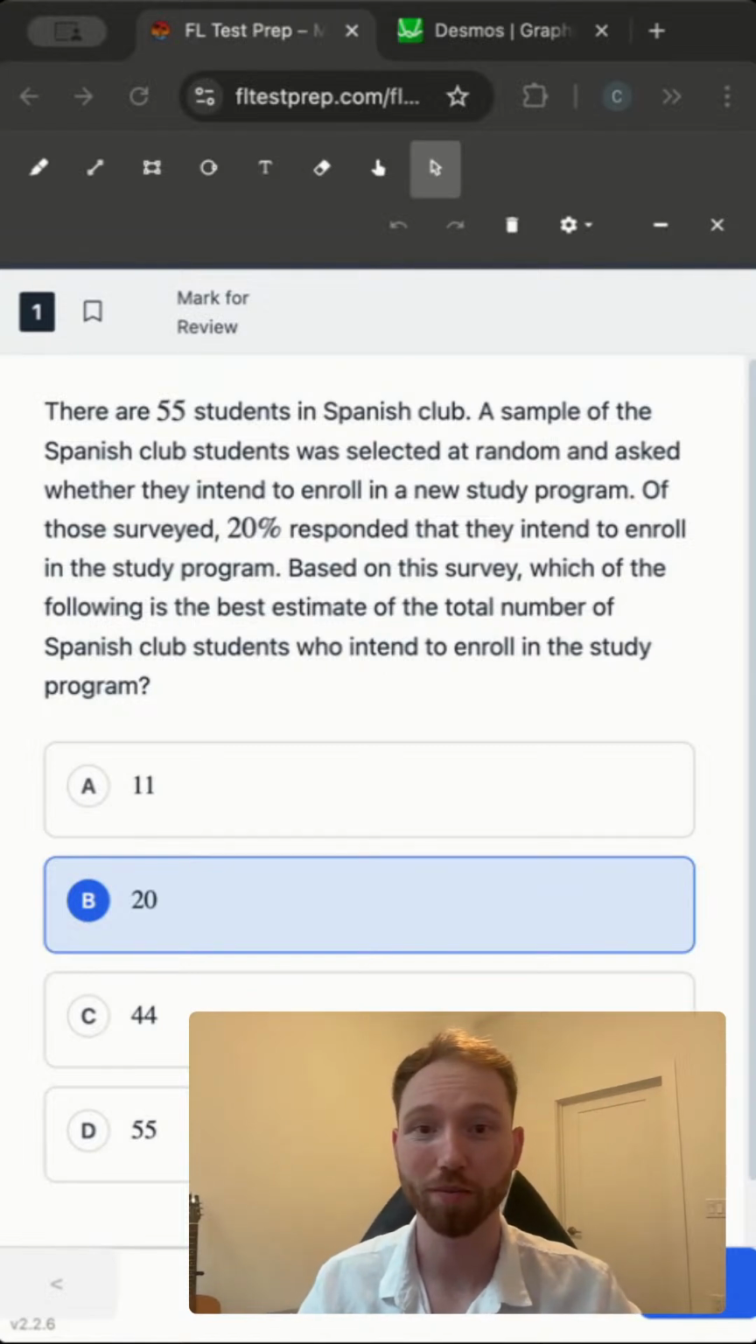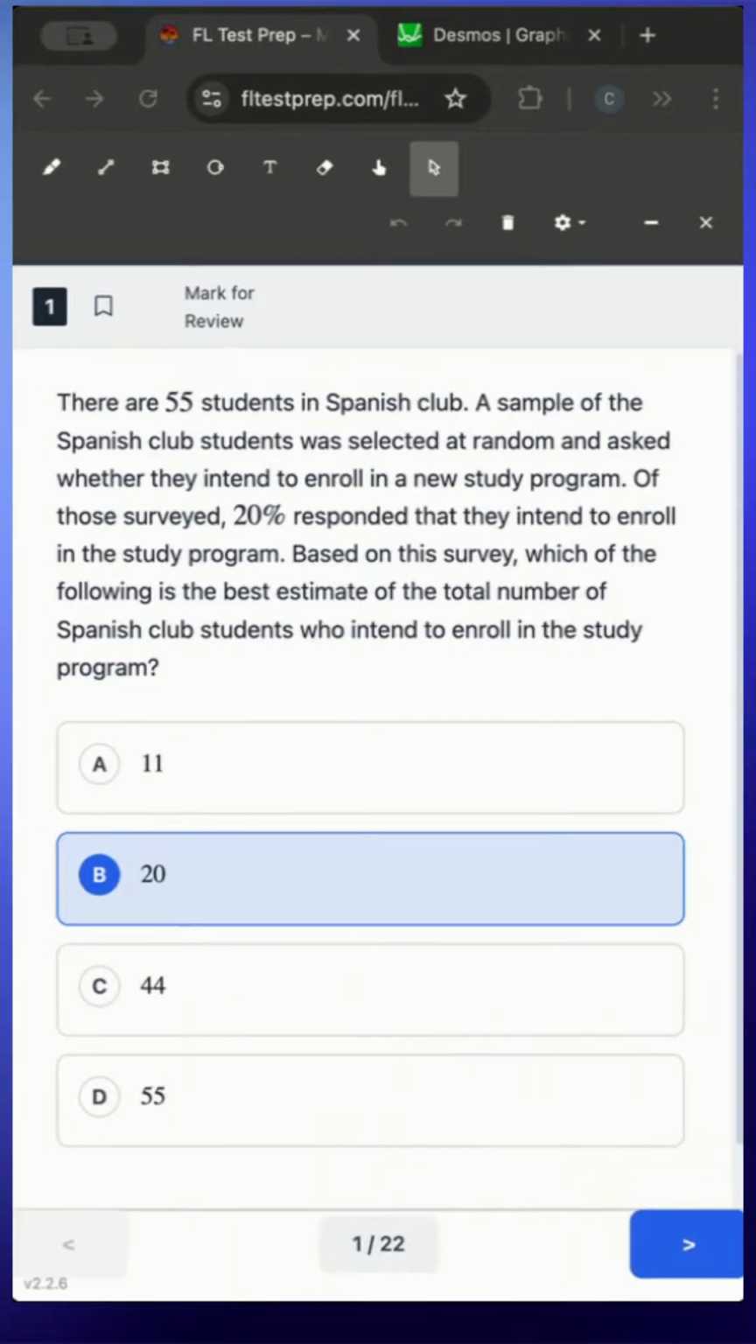Can you solve this percents question? Can you solve this SAT percents question? Let's take a look.